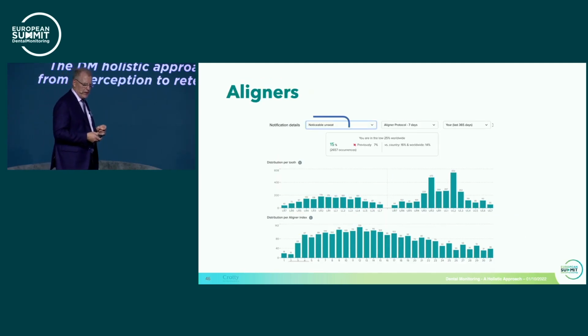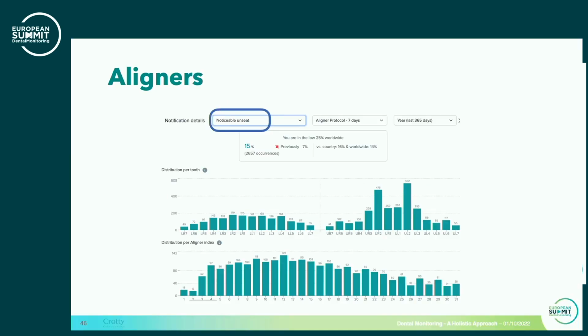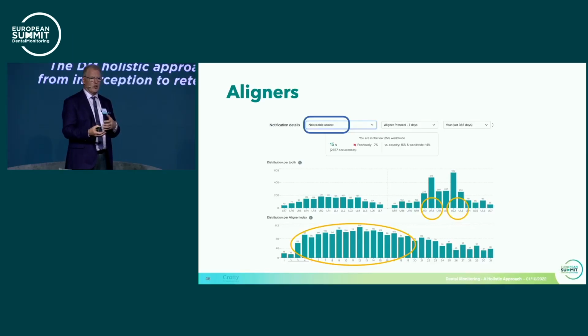If you look at our aligners, noticeable on seats. Again, no surprise, upper laterals. We all know the upper laterals are the problem area. And then we look at the timing of them. When is it most likely to happen? And as Philippe was pointing out earlier on, you can proactively go in and take measures to try and counteract that, either by sending out a message around that time, or by phoning them up to say, listen, is everything going okay? Make sure you wear this, make sure you do that.